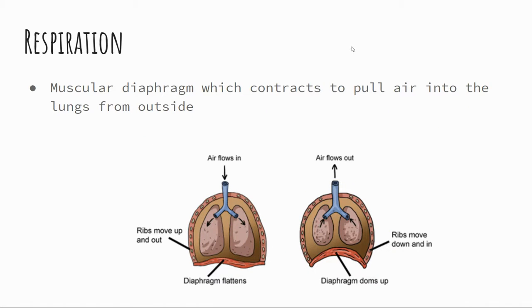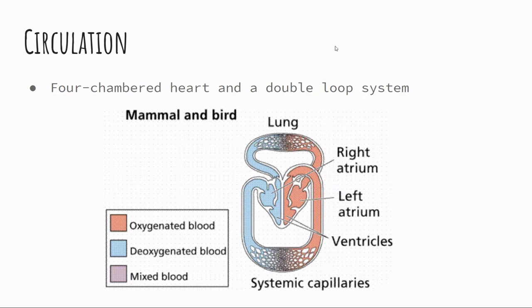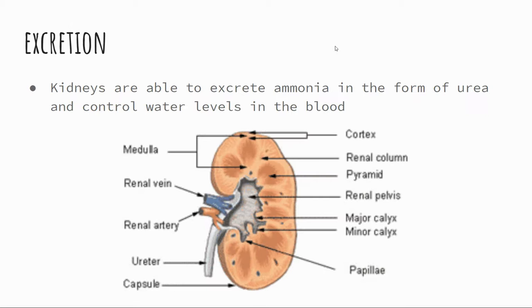Respiration. Mammals have a muscular diaphragm which contracts to pull air into the lungs from the outside and also push carbon dioxide out. Circulation: we still see a four-chambered heart here in mammals and also the double loop system. Excretion: kidneys are able to excrete ammonia in the form of urea and control water levels in the blood.